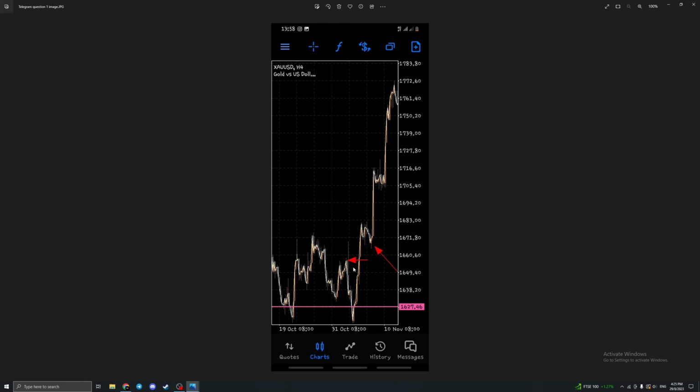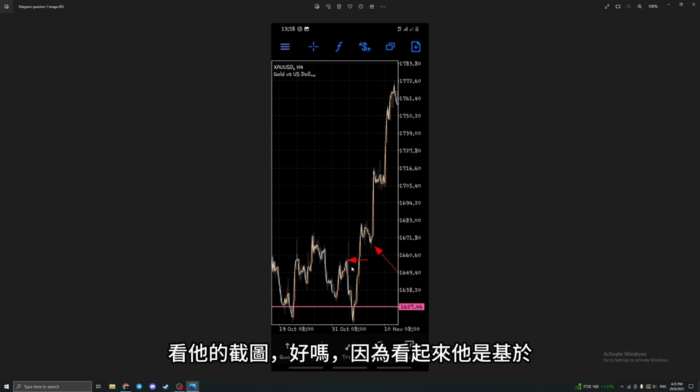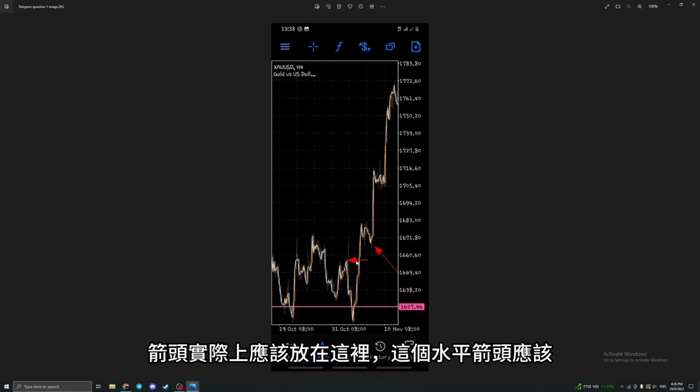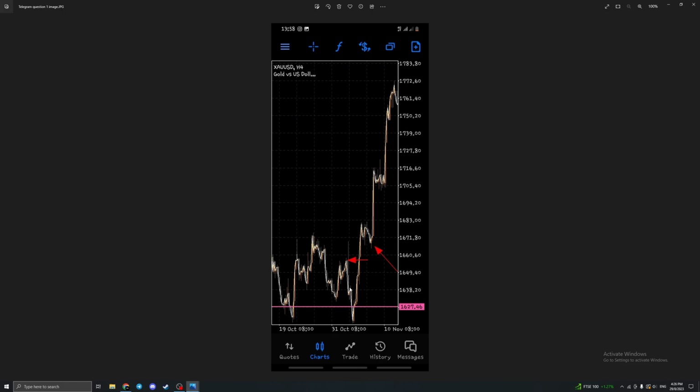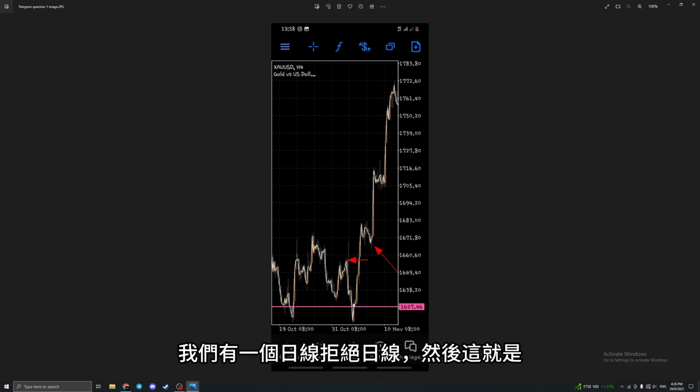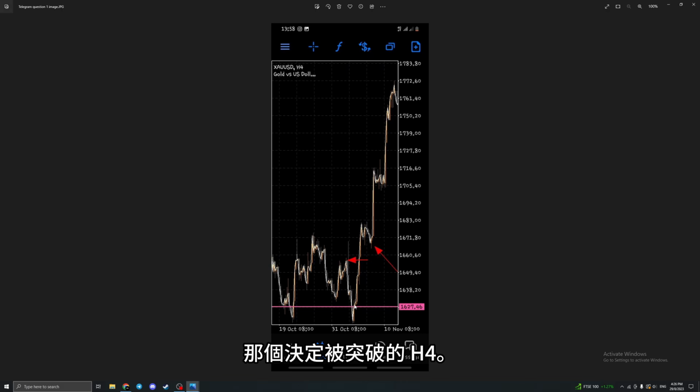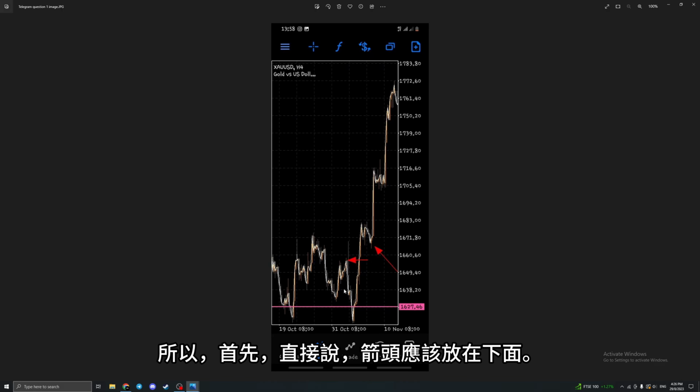a little bit inaccurate. If we were to look just based on his broker, on his screenshot, okay, because it looks like he's analyzing based on his own broker, that's perfectly fine. The arrow should actually be placed here. This horizontal arrow should be placed right here. See this pink line, that's the daily on the left hand side. We had a daily reject daily, and then this was the H4 that decided to get broken. This was the first H4. This was the first buy sell, then price touches into the daily, and then we get a breakout from there. So first, immediately the arrow should be placed below.